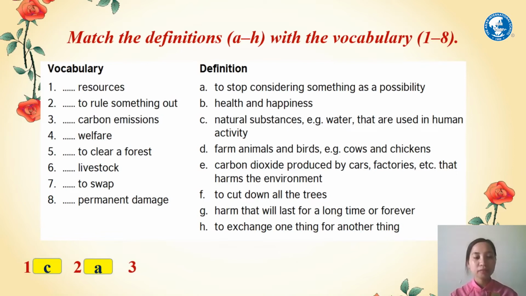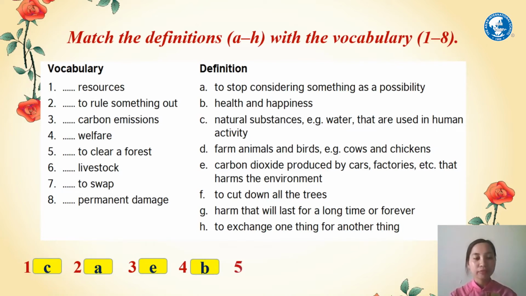Number 3. Carbon emissions. What does it mean? It means carbon dioxide produced by cars, factories, etc. that harms the environment. E. Bingo. 4. Welfare. It is a noun, so you should find the definition that presents a noun, and the answer is B. Health and happiness. Do you agree with me?